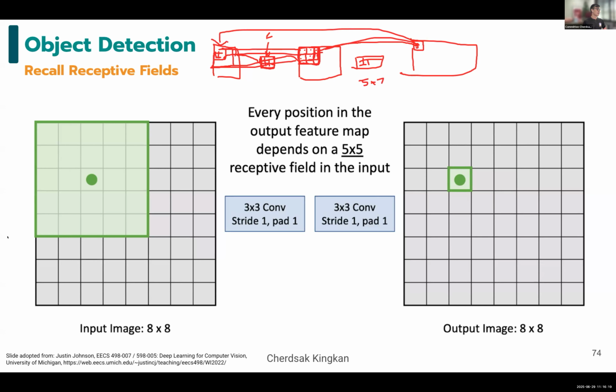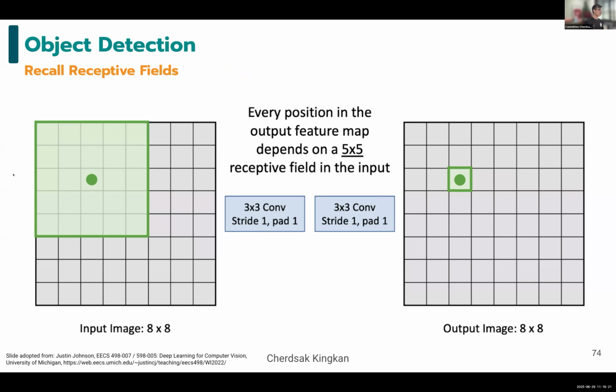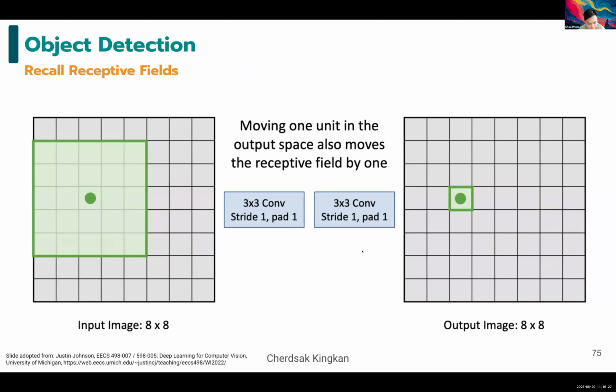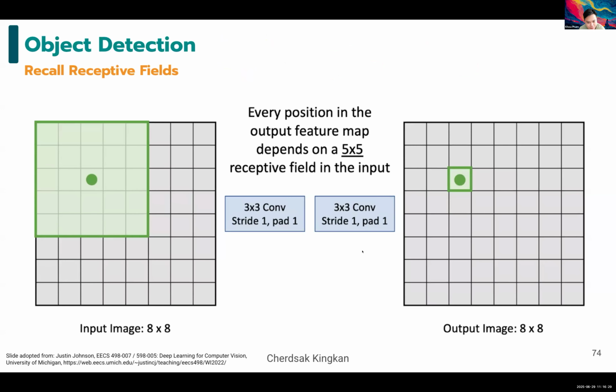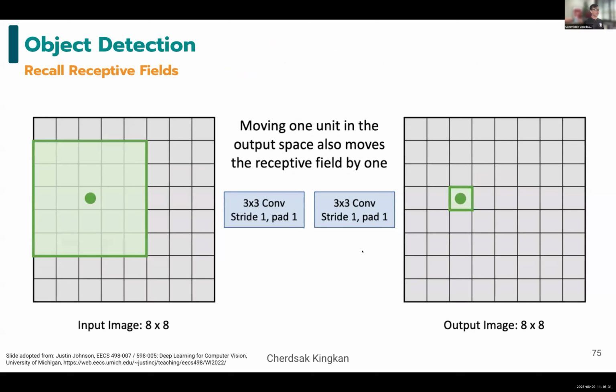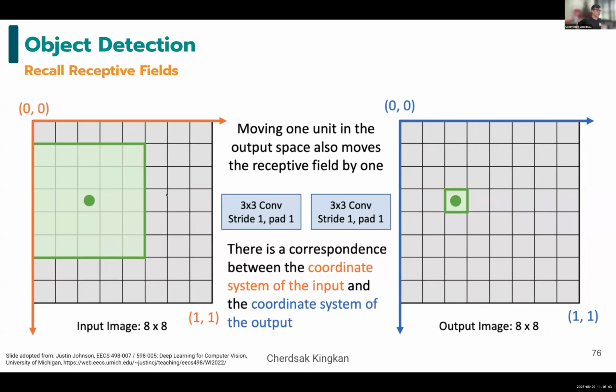Okay. So I hope you remember from yesterday. Yeah, I was still confused yesterday, so I looked into it a little bit and now I remember. So if you're moving 1 unit in the output space, the receptive field is also moving by 1. So it's the same thing, right? So that's the receptive field.